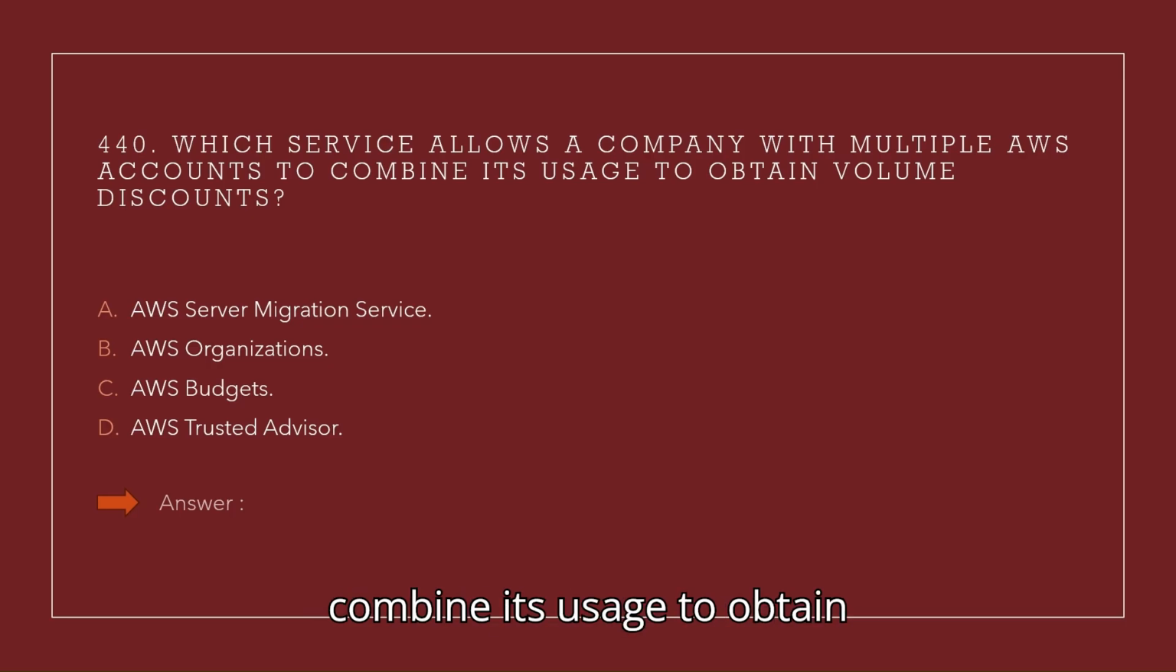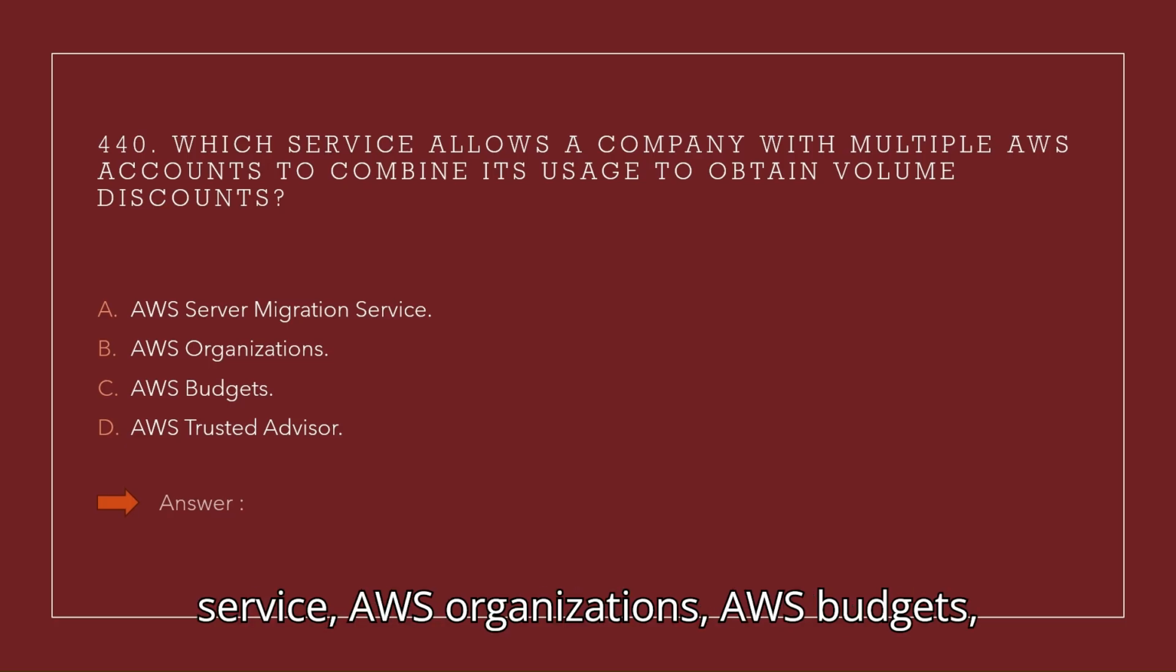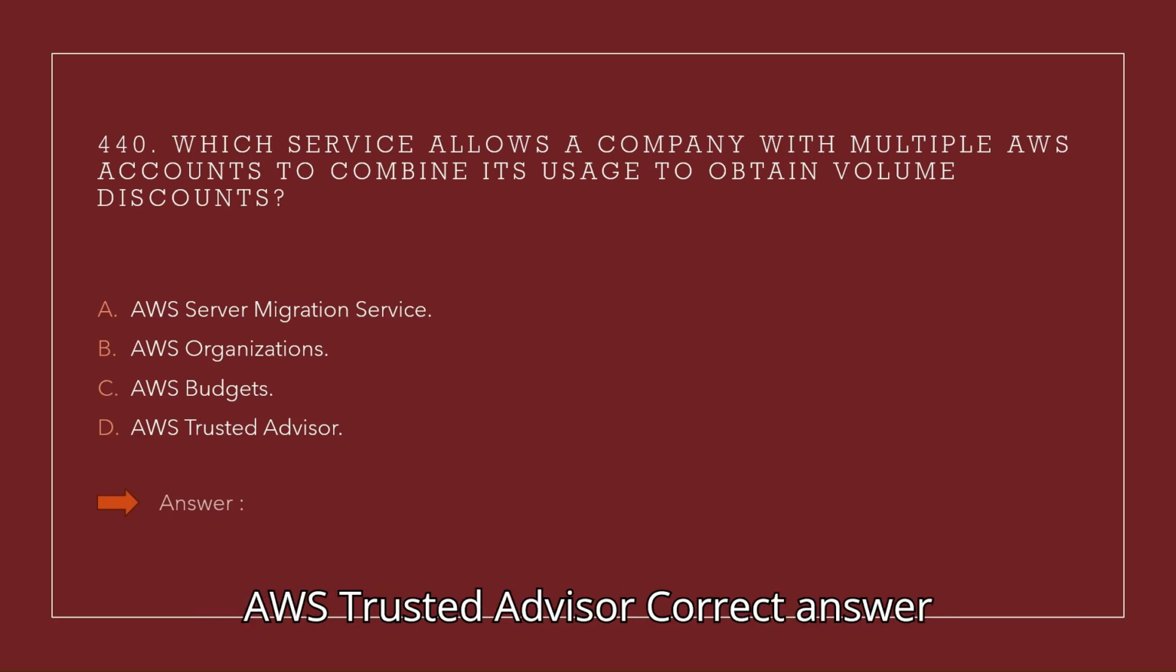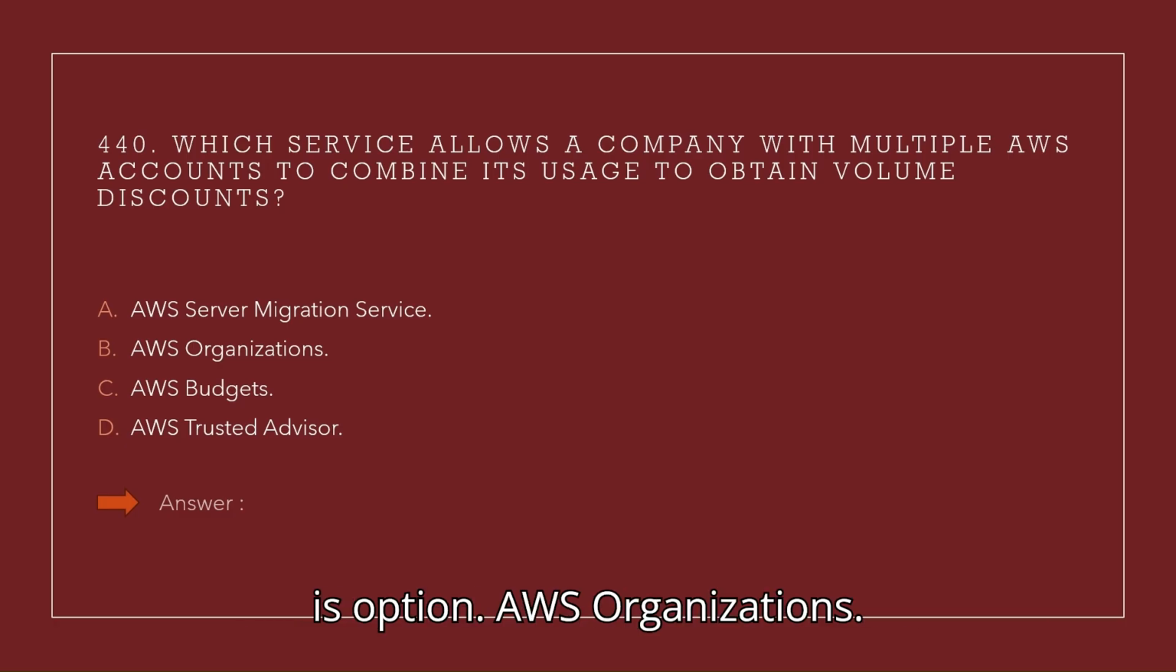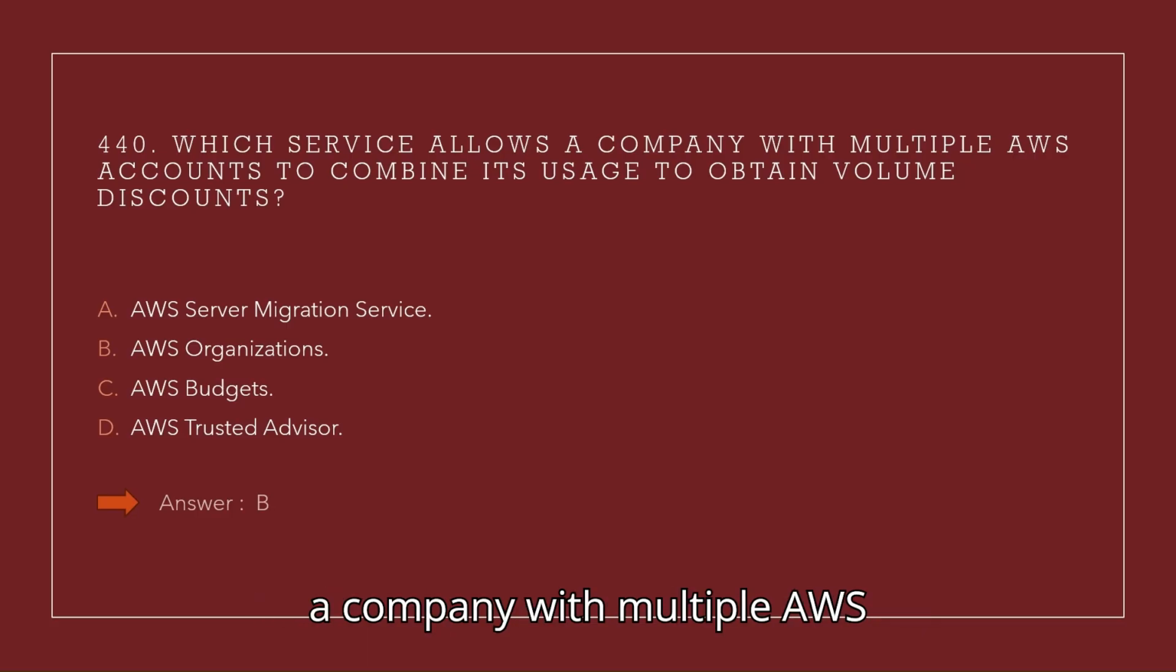Which service allows a company with multiple AWS accounts to combine its usage to obtain volume discounts? AWS Server Migration Service, AWS Organizations, AWS Budgets, AWS Trusted Advisor. Correct answer is option B, AWS Organizations. So, the AWS Organizations service allows a company with multiple AWS accounts to combine its usage to obtain volume discounts.